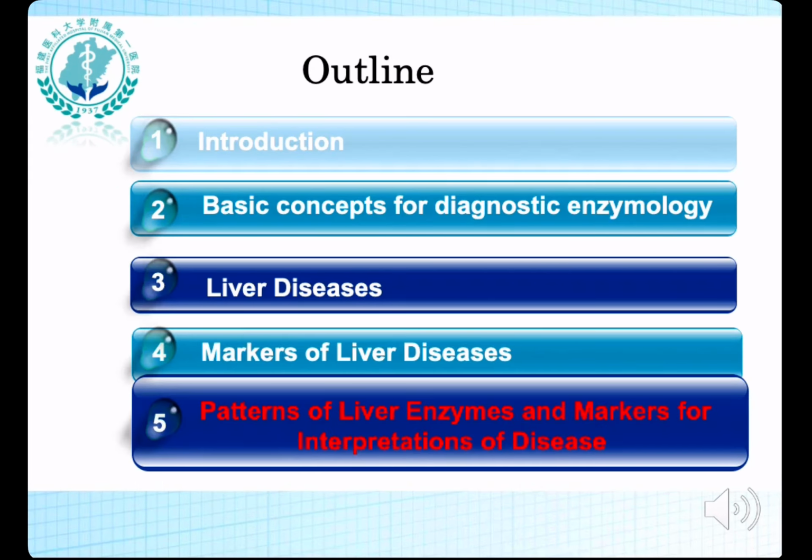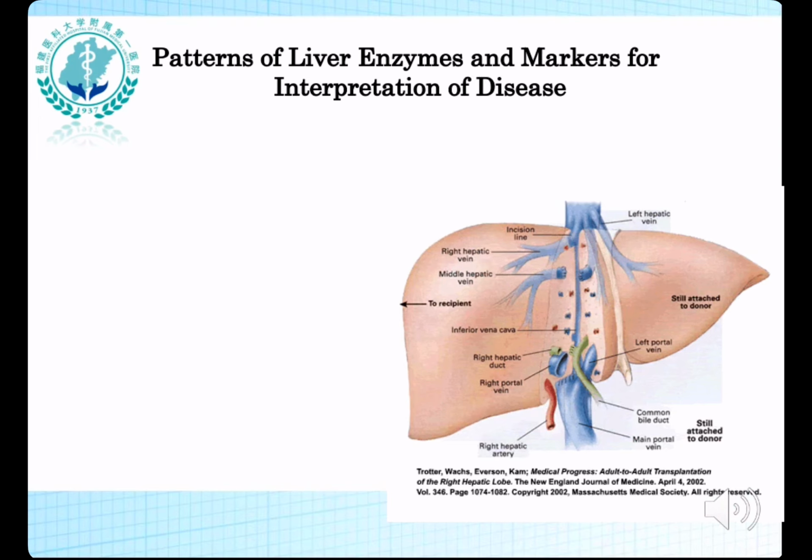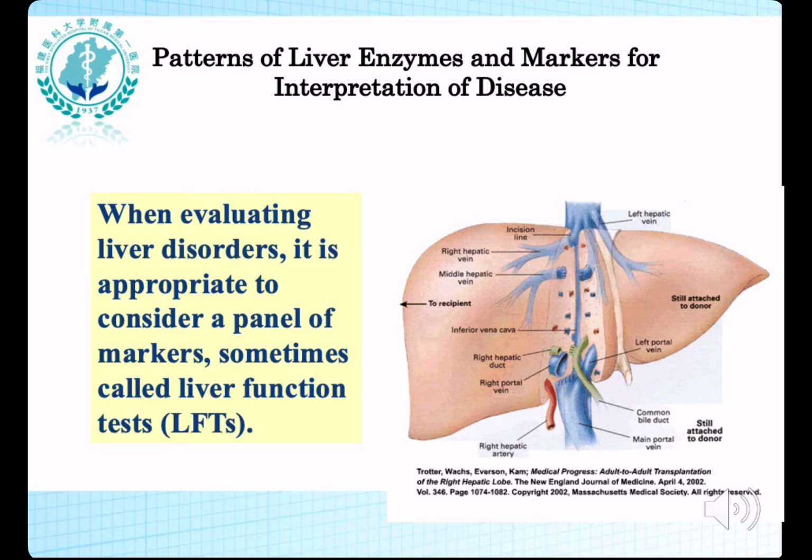The next part, let's learn about patterns of liver enzymes and markers for interpretation of disease. In contrast to some disorders such as acute pancreatitis and acute myocardial infarction, there are no enzyme markers that are specific for any single liver disease. As the liver performs its various functions, it makes a number of proteins that pass into the bloodstream and bile. Various liver disorders alter the blood levels of these proteins. When evaluating liver disorders, it is appropriate to consider a panel of markers, sometimes called liver function tests.